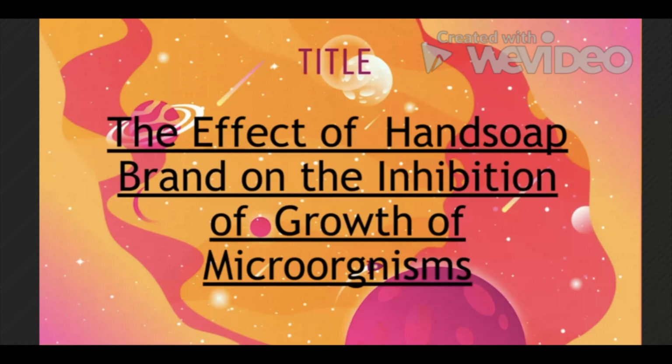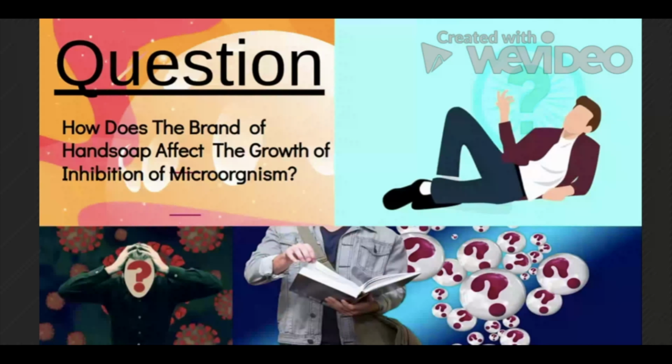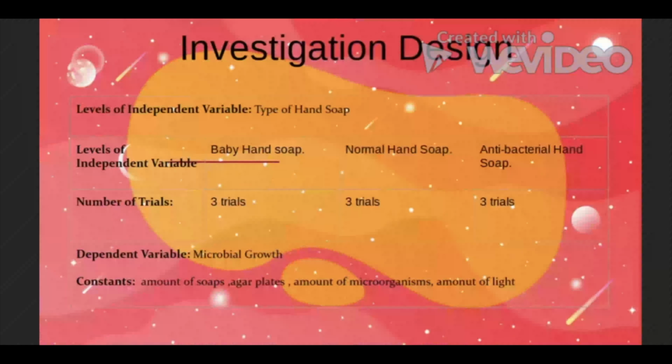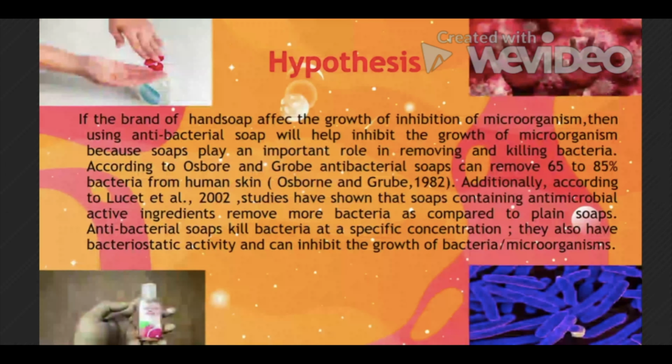The effect of hand soap brand on the inhibition of growth of microorganisms. Question: how does the brand of hand soap affect the inhibition of growth of microorganisms? Investigation design. Levels of independent variable: type of hand soap. Dependent variable: microbial growth.